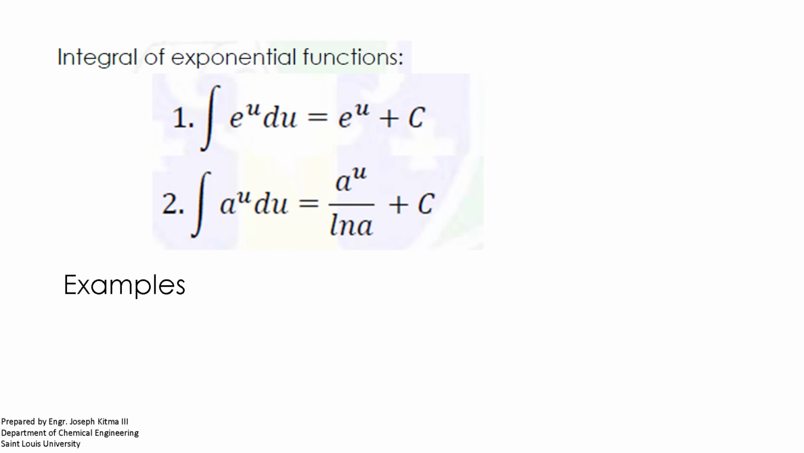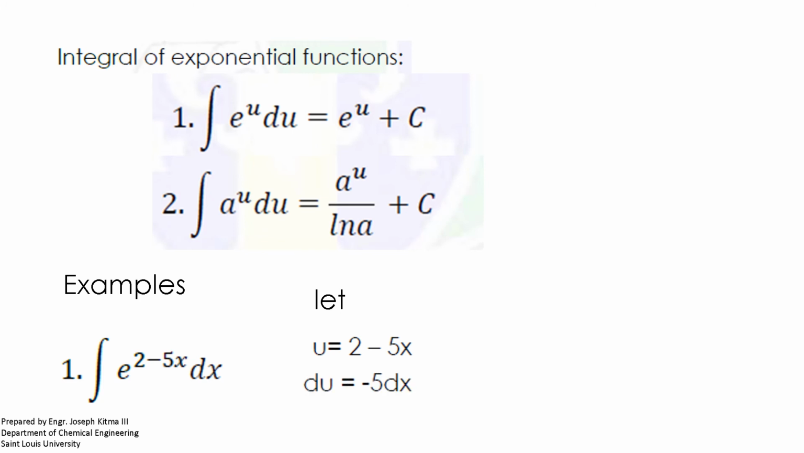To illustrate that, let us have some examples. Let us say we have the integral of e raised to negative 2 minus 5x times dx. Notice that the base here is e and our exponent is in terms of the variable of integration x. If we let u be equivalent to 2 minus 5x, and then if we take its differential, du is equivalent to simply negative 5 dx.